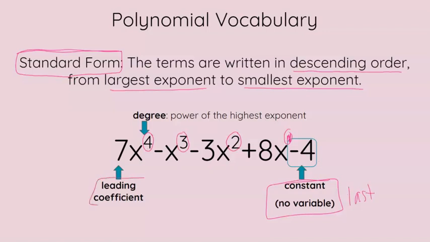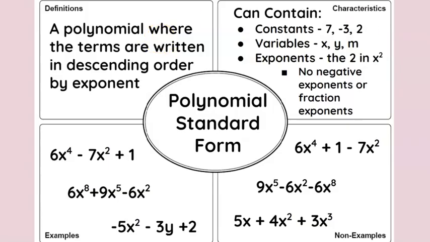Additionally, we have what's called the leading coefficient, and that's just the first number that's next to the variable with the highest exponent. And then we have degree. Degree is just the power of the highest exponent. So this polynomial would be degree 4. So here you can see more examples of polynomials in standard form, here at the bottom left. And here you can see non-examples. So while these are still polynomials, they're just not written in that standard form.